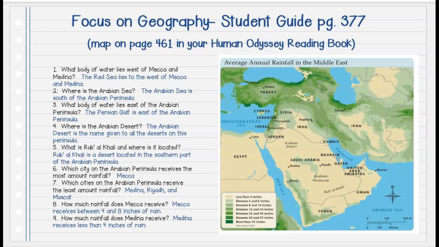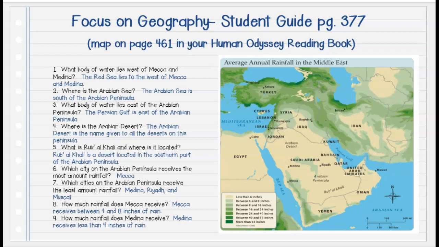Where is the Arabian Sea? It's south of the Arabian Peninsula. What body of water lies east of the Arabian Peninsula? That would be the Persian Gulf. Where is the Arabian Desert? It's the name given to all the deserts along the peninsula. What is Rub al-Khali and where is it located? It's a desert located in the southern part of the Arabian Peninsula.